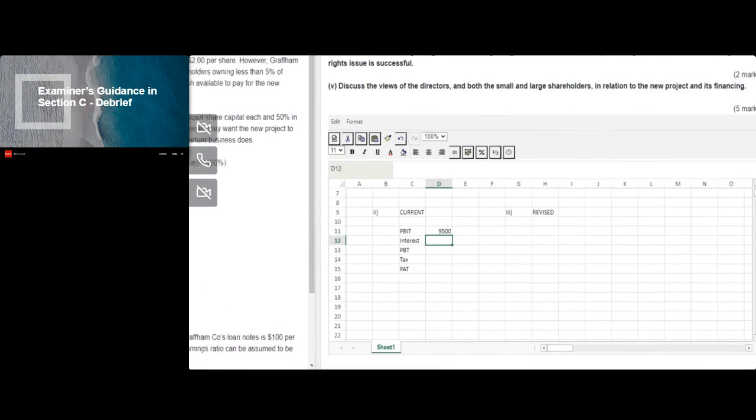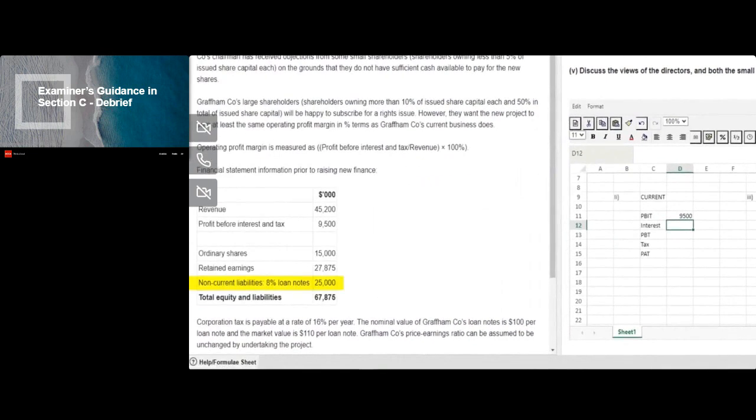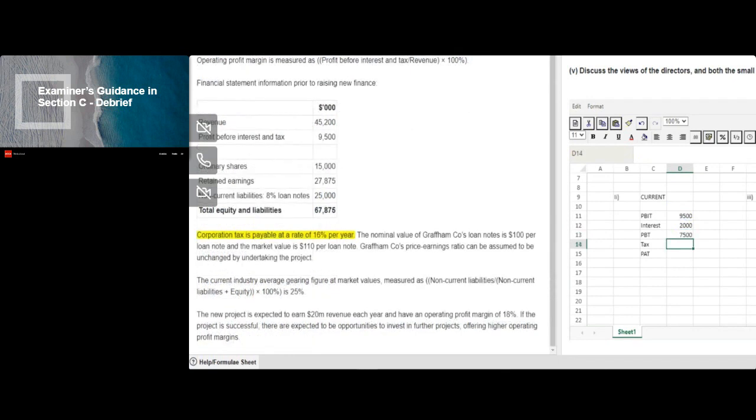Interest comes from the non-current liabilities, the 8% loan notes. And so we need to do 25,000, or effectively 25 million, times by 8% for our interest. So 25,000 times by 0.08 gives you 2,000. Profit before tax is therefore 9,500 minus the 2,000. And our tax rate can be found here. Corporation tax is payable as a rate of 16% per year.